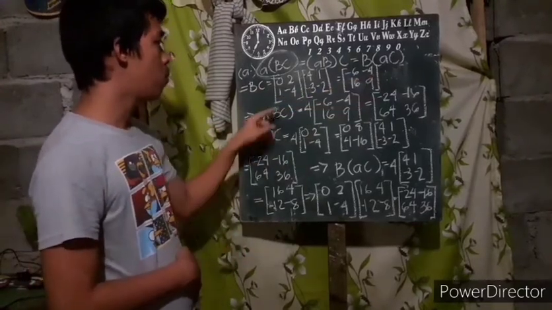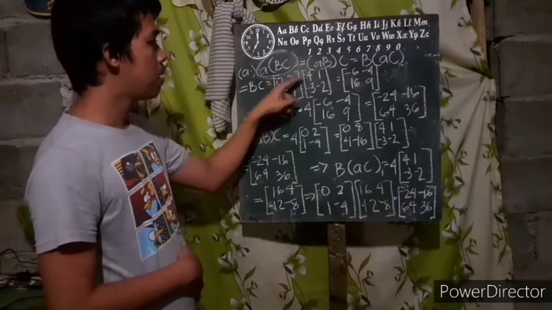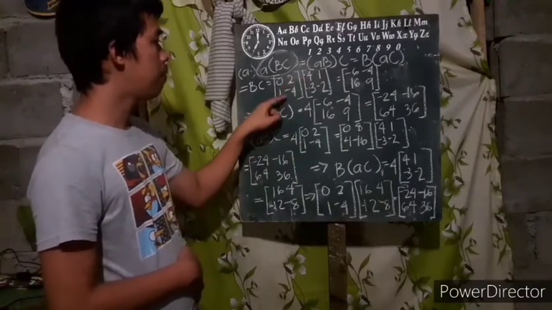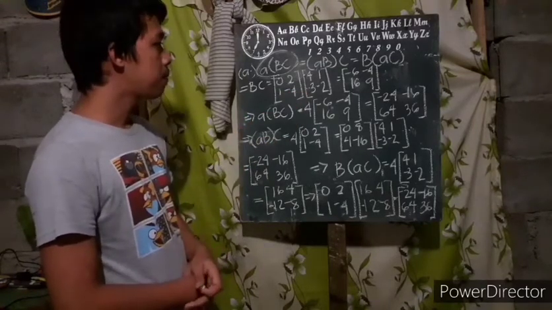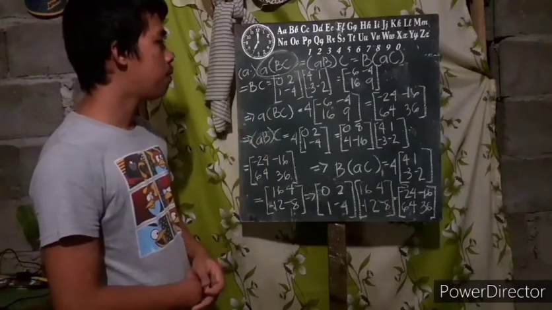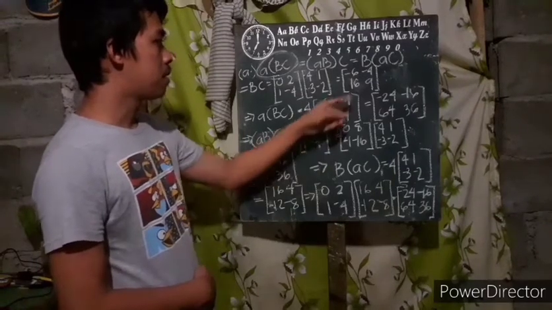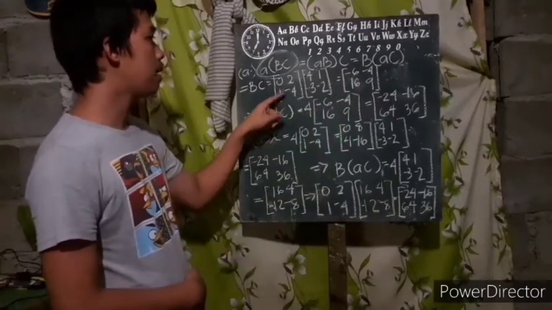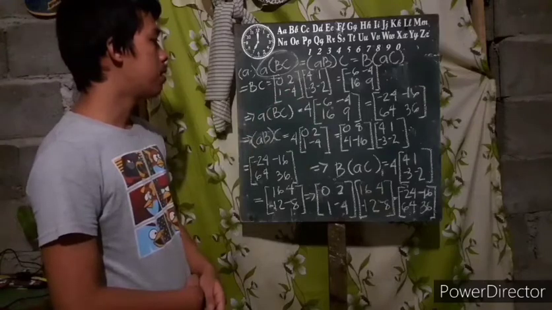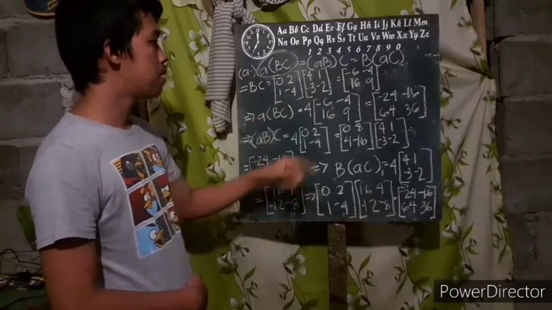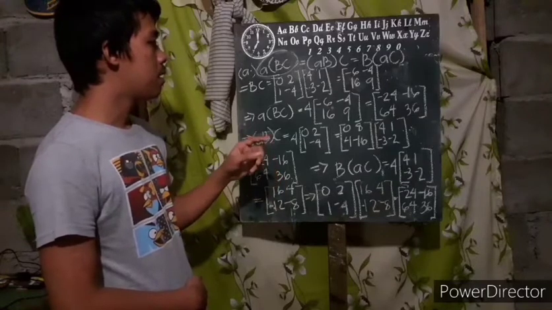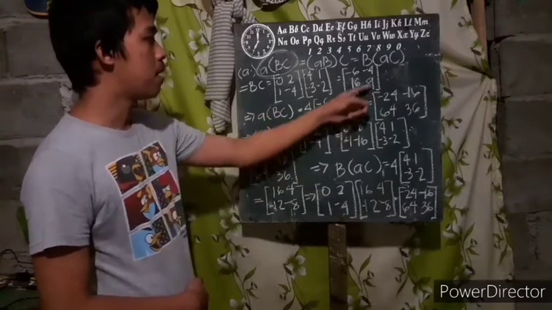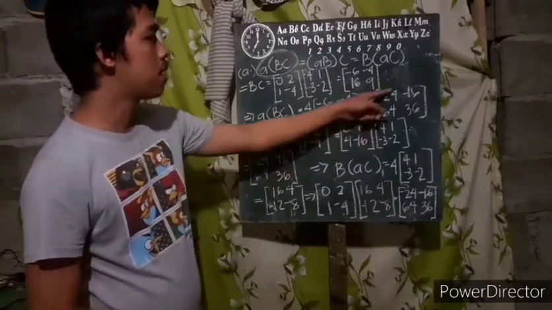So next is 1 times 4 is 4. Then negative 4 times negative 3 equals positive 12. Then 4 plus 12 equals 16. So next is 1 times 1 equals 1. Then negative 4 times negative 2 equals 8. So 8 plus 1 equals 9. So we come up with this answer.